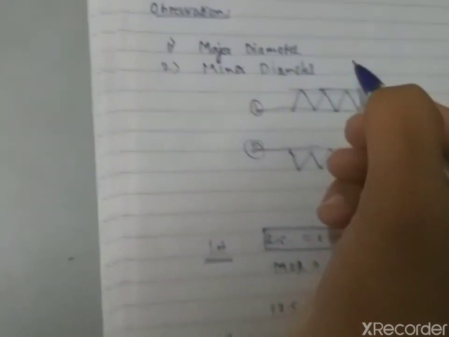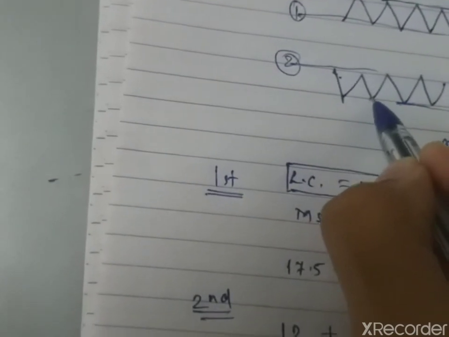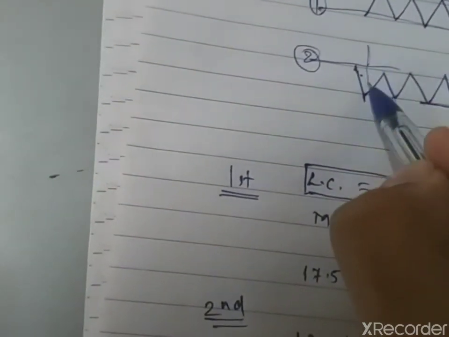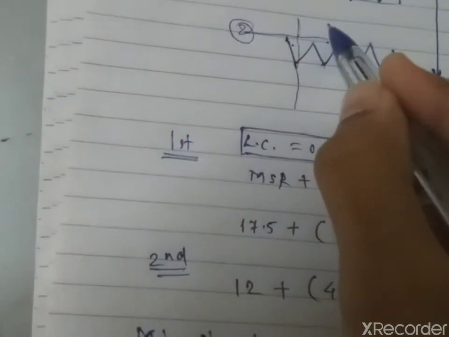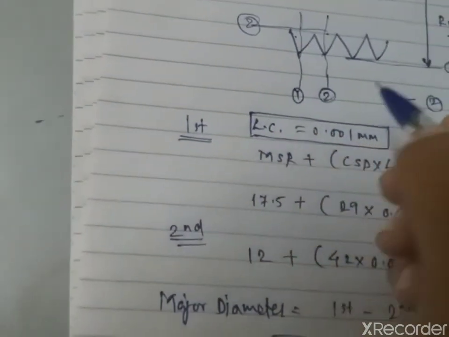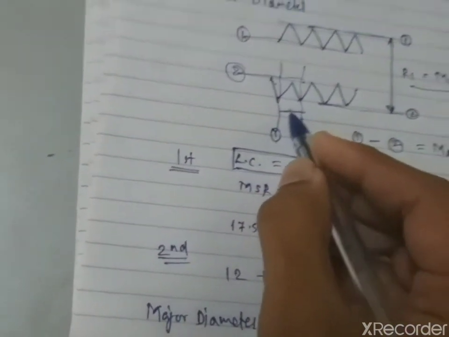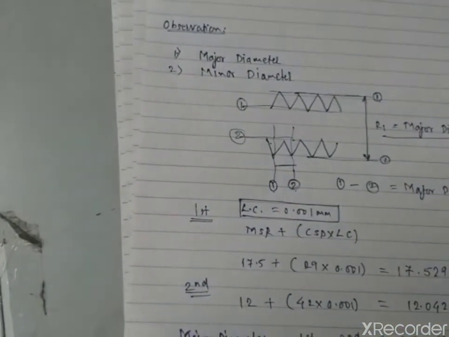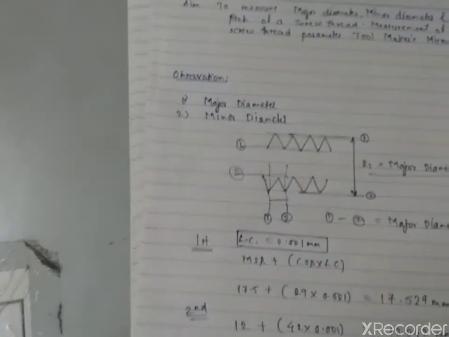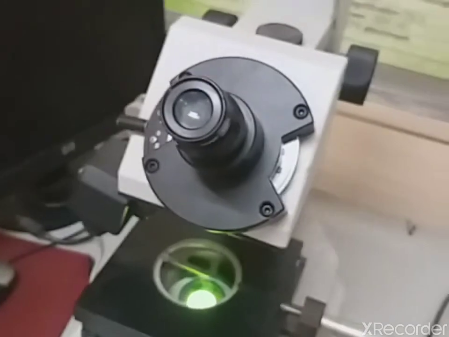In the same fashion, if you want to measure the pitch, what will be the pitch from this point to this point? The vertical cross wire we again have on the screen. So from this vertical wire, that means first reading to second reading, 1 minus 2 will provide us this distance, which will be nothing but the pitch of the instrument. So in this way we can perform this experiment with the help of this toolmaker's microscope.